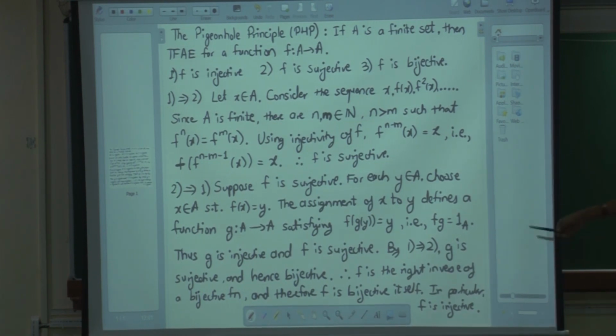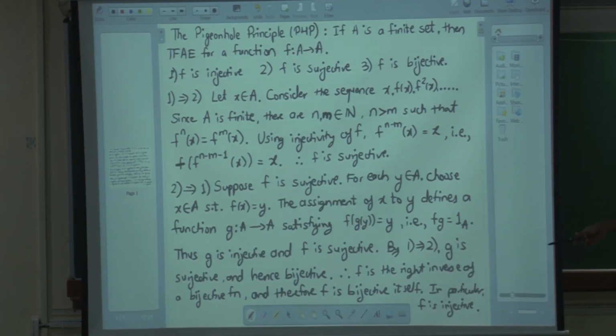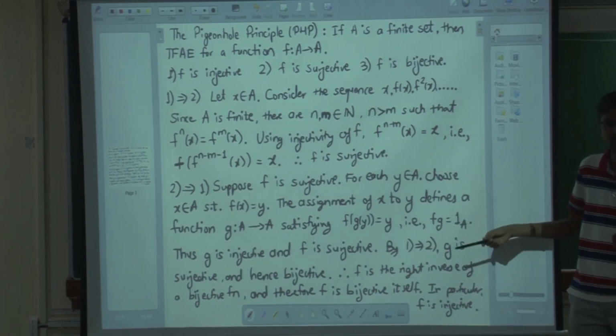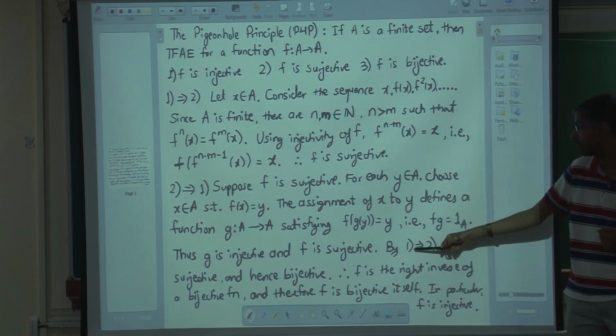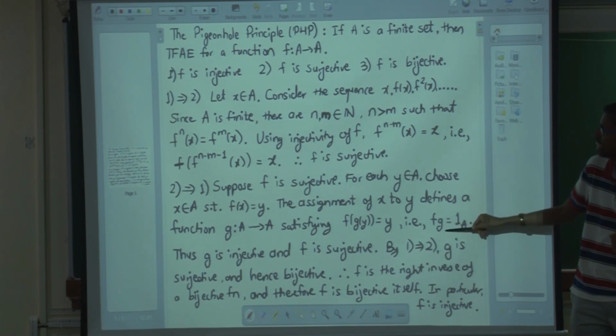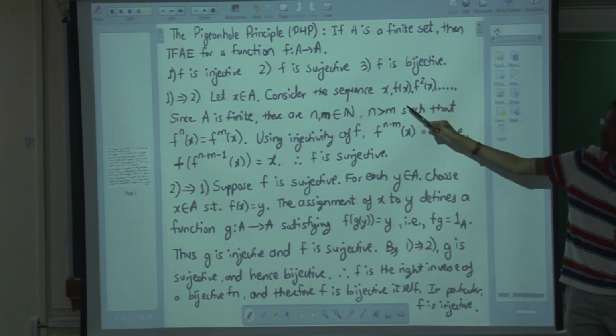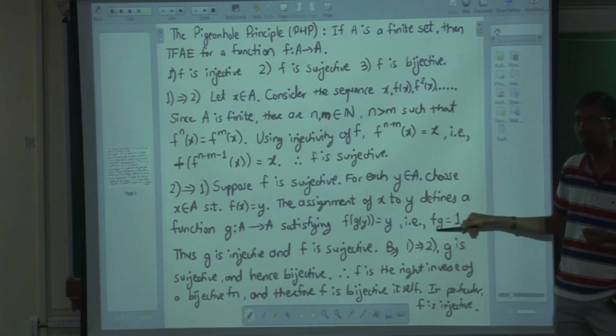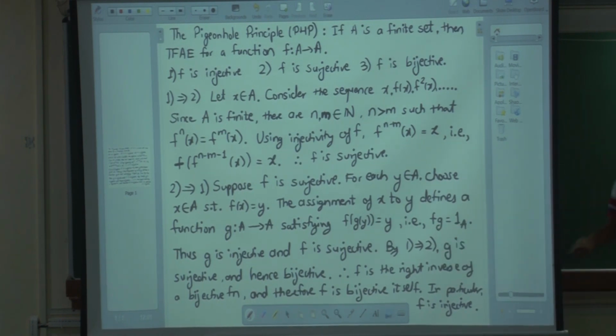Now whenever such a thing happens, then g is injective. This part is injective and this part is surjective. We have seen that. So g is injective, f is surjective. In particular, g is injective, so by 1 implies 2 applied to g, g is also surjective. So g is injective as well as surjective, so it is bijective. And now because g is bijective, f has to be bijective. So that's the argument. Understood?